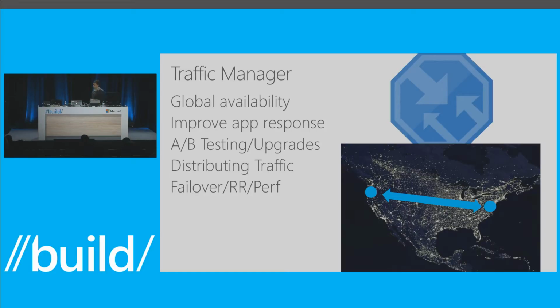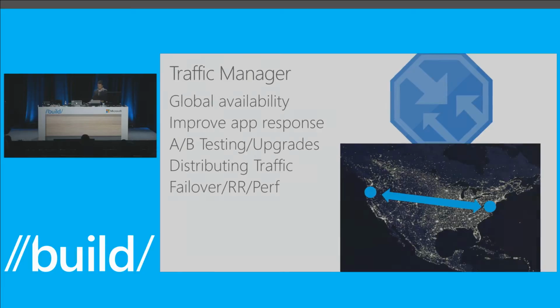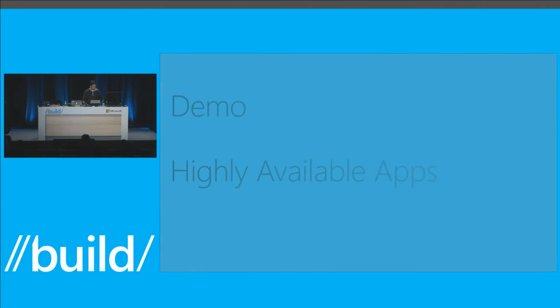It improves that app response time, of course, because of proximity. It also allows you to do A/B testing and upgrades, to manage those updates across multiple regions and distribute the traffic accordingly. So the combination of these things adds a lot of power for deploying your HA solutions. So let me actually show you what I mean.